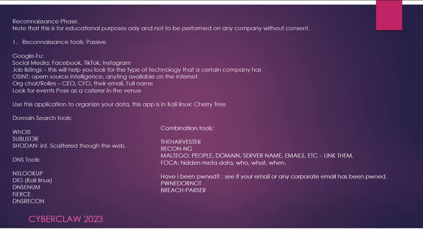Next one in the list is Shodan. This is a search engine for internet connected devices. So printers, cameras, IoT devices, GPS, you name it. All this information can be found in Shodan.io.